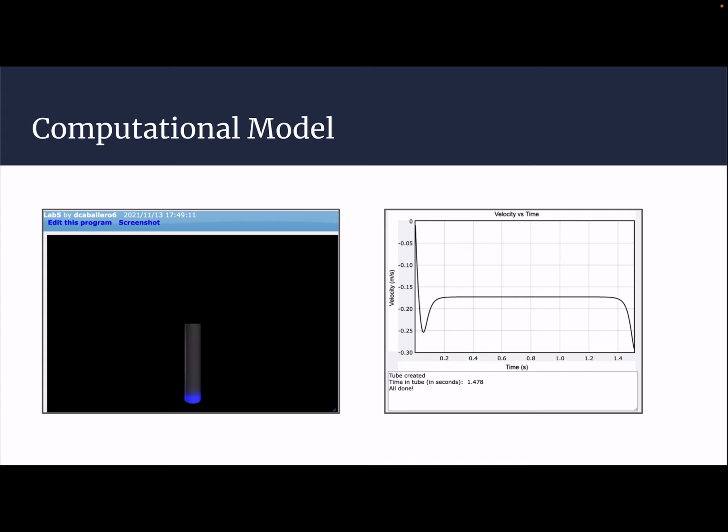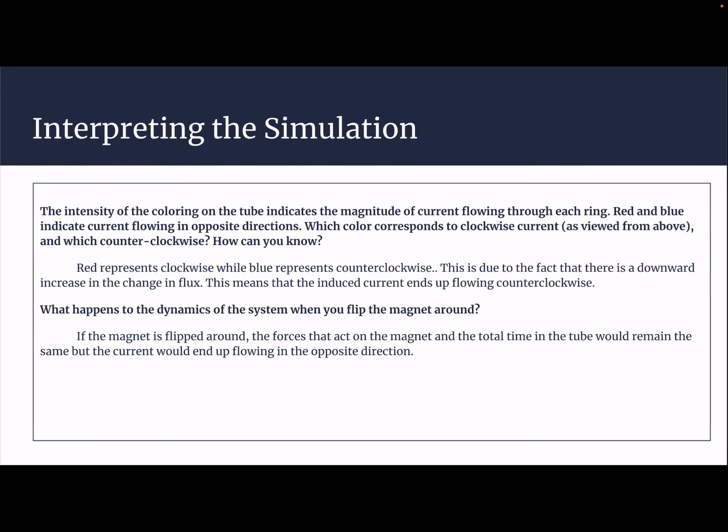Now we're going to take a moment and interpret the simulations that we just did. In our first observation, we can tell that the red represents clockwise while blue represents counterclockwise. We can tell due to the fact that there is a downward increase in the changing flux. This means that the induced current ends up flowing counterclockwise. So in our second observation, if the magnet is flipped around, the forces that act on the magnet and the total time in the tube would remain the same, but the current would end up flowing in the opposite direction.